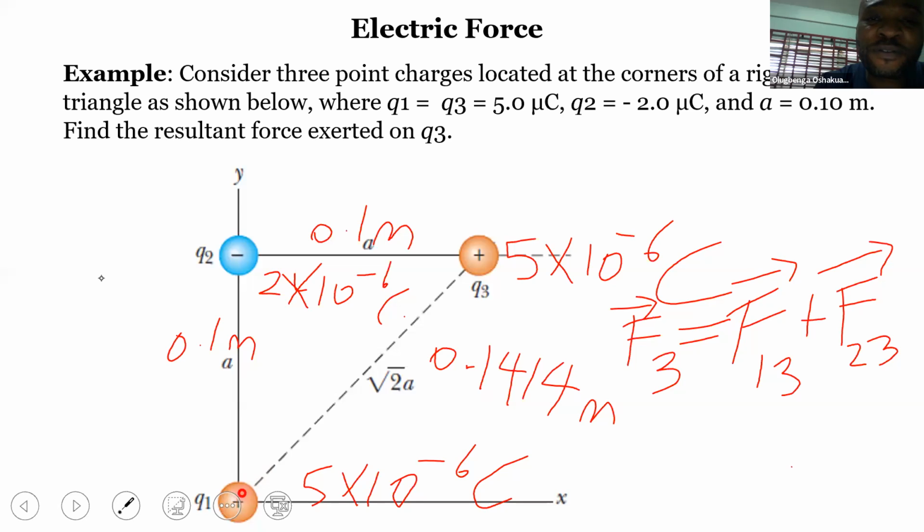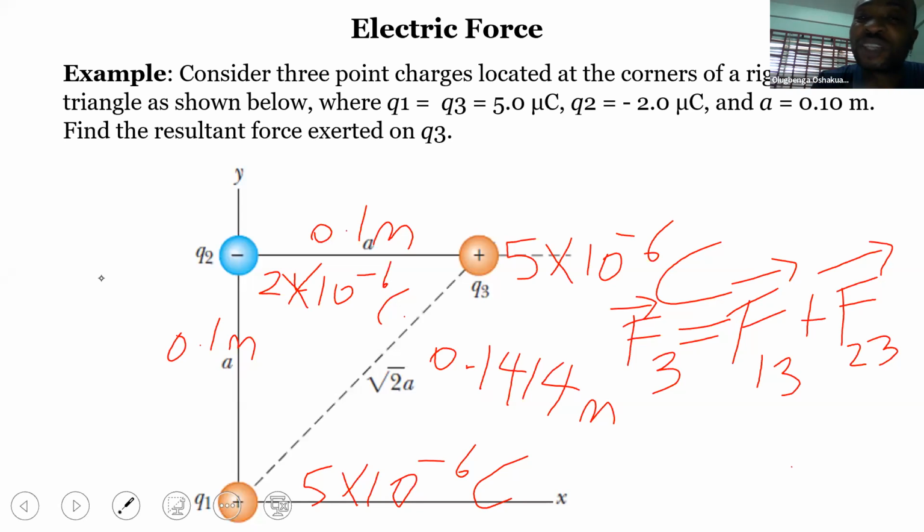We've said F13 is a force that Q1 is exerting on Q3. And that force is repulsive. It should push Q3 away in this direction, because Q1 is positive and Q3 is positive. So it should push Q3 away in this direction.